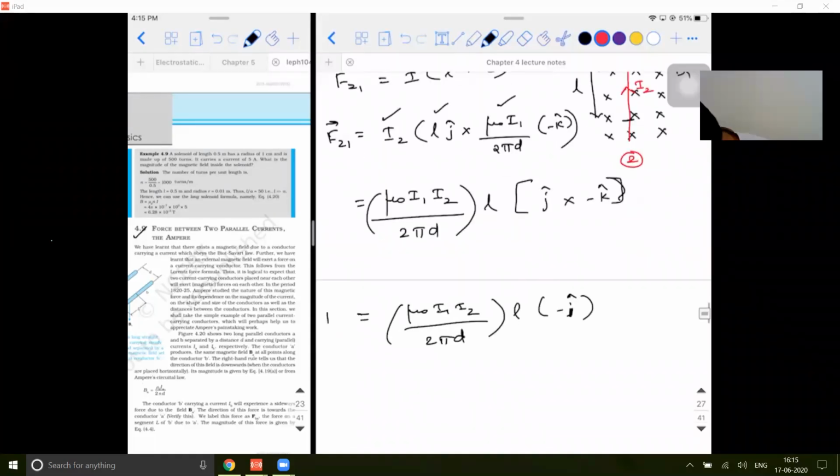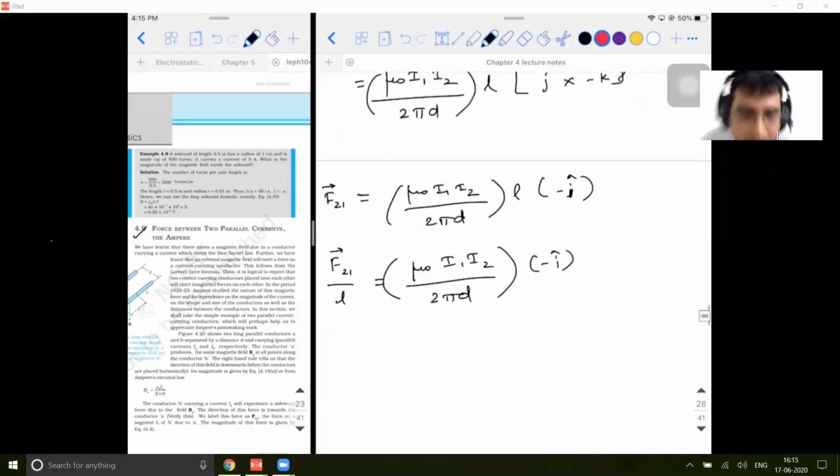So this is going to be F21 vector. F21 vector divided by length will be equal to mu naught I1 I2 divided by 2 pi d in the direction of minus I cap. Correct? For this concept, when you have two parallel current carrying conductors, it is not easy for you to find the force between them.